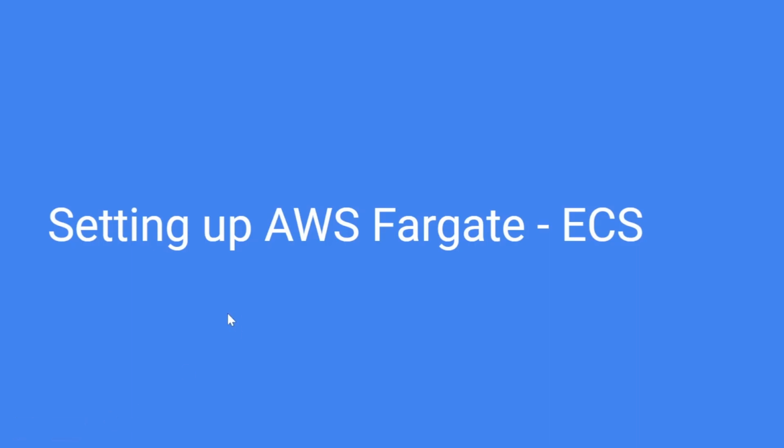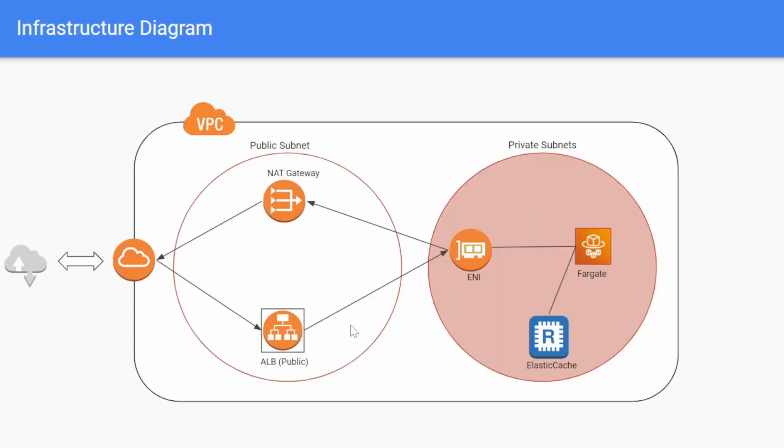Before starting to set up the infrastructure, let's see what our infrastructure looks like. So this is the infrastructure that we are going to use in this example. Here you can see a VPC, virtual private cloud. Inside the VPC, we have created multiple subnets. One is a public subnet, and the next is private subnets.